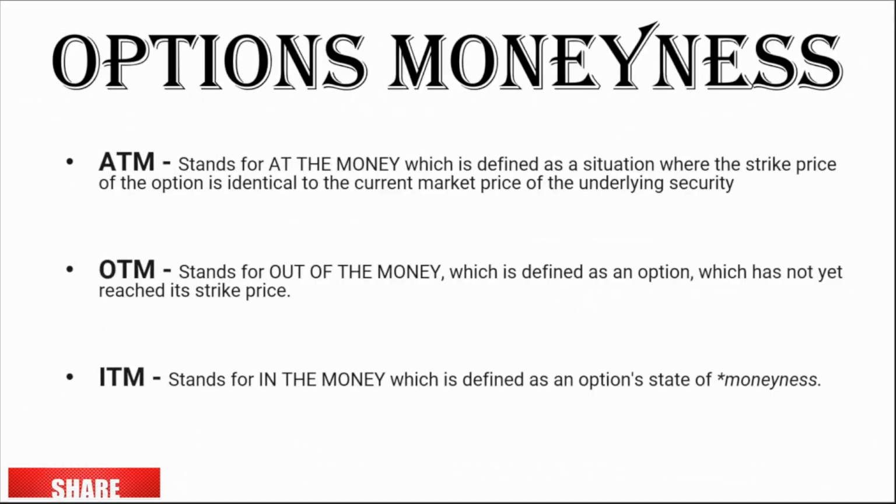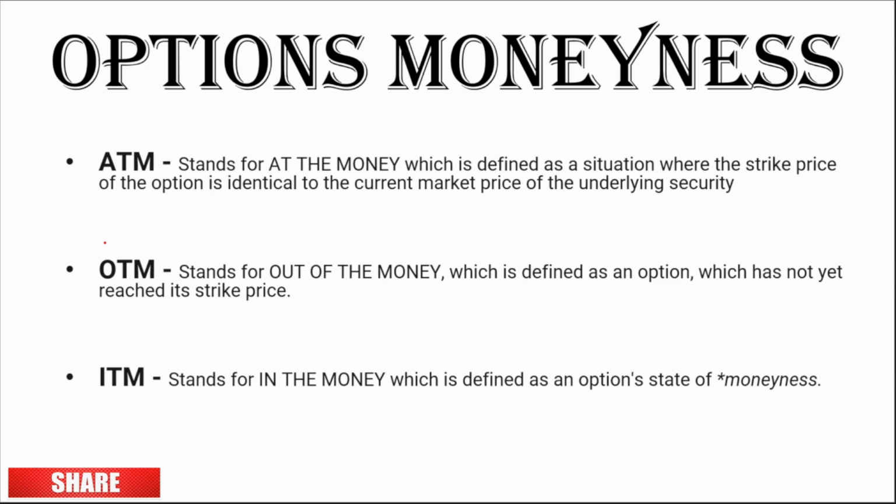But theoretically speaking, ATM, or in other words, at the money, is defined as a situation where the strike price of the option is identical to the current market price of the security. Let's say, for example, our strike price is $100, and then at the expiration date, the stock price is also $100. It's very, very rare to happen at the expiration date.